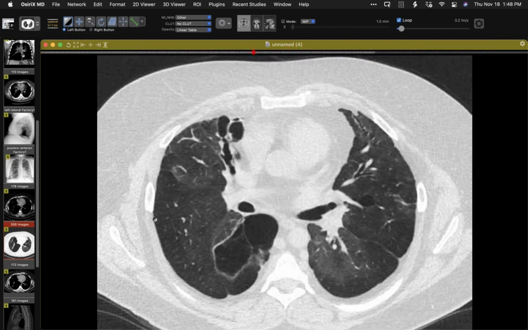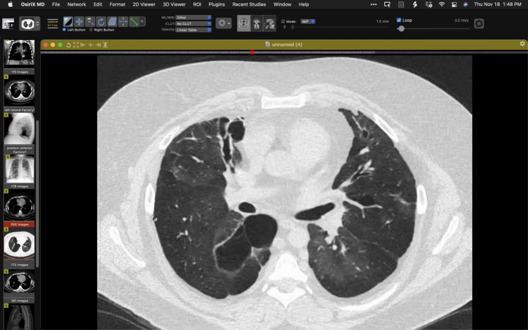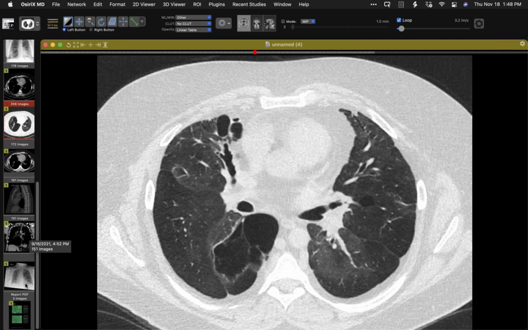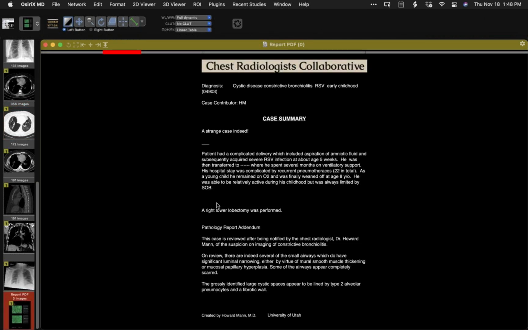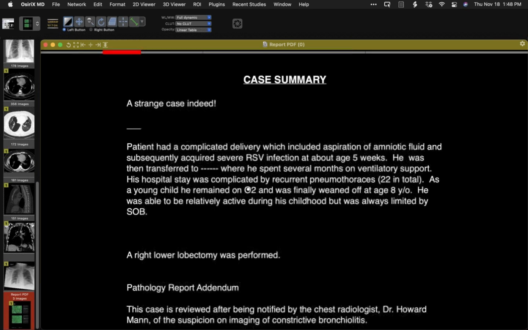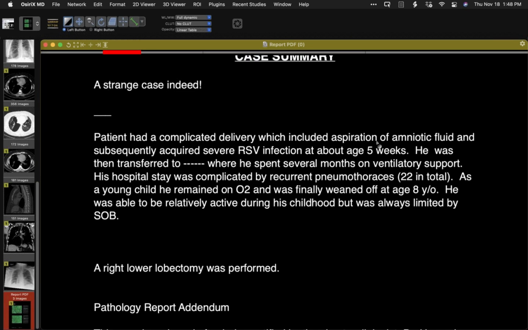So, what is this? It turns out, and I'll show you in a moment, that there is a history that soon after birth, he was premature, I think. Let me just bring that up. And then at 5 weeks of age, he was really sick. And this is the history obtained from the family: aspiration of fluid, RSV infection, several months on ventilatory support, recurrent pneumothoraces, and then eventually got over that, but still has symptoms, of course.